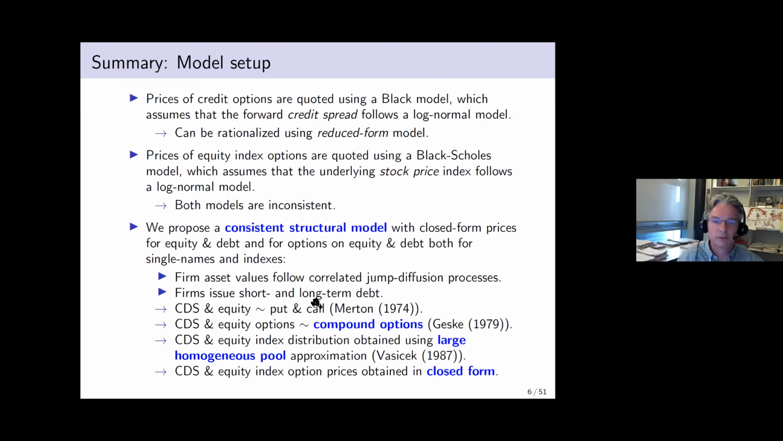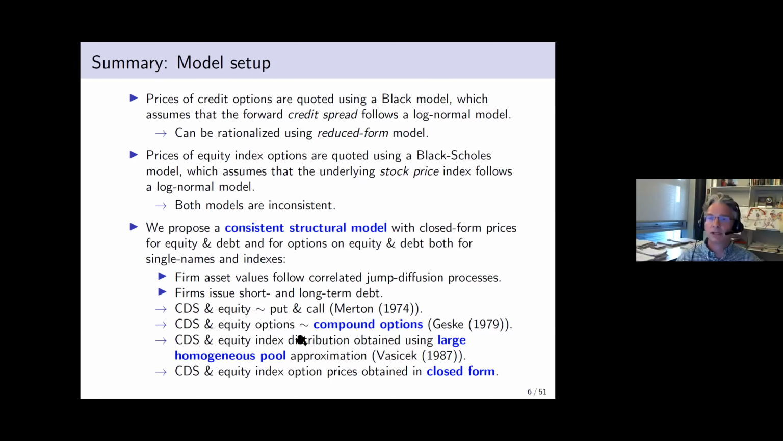So in a nutshell, the model is one where each firm in the underlying index follows a certain jump diffusion process. Firms will be issuing both short and long-term debt. So we will be able to price the bond or the credit default swap using a put-like formula. The equity will be like a call on this underlying asset value. This is in the spirit of Merton's 74 paper. Then we can price options on the individual equities and options on the credit default swaps as compound options.